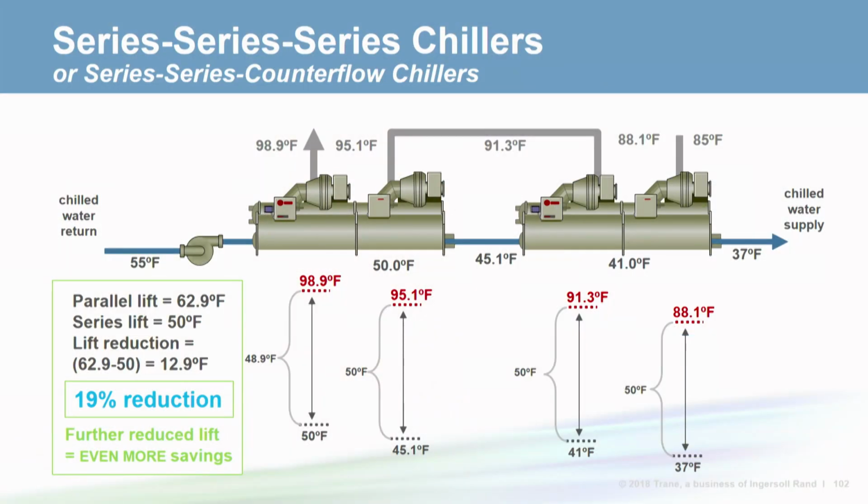Now, let's take the same design utilizing a Trane duplex chiller. These chillers are essentially packaged series counterflow chillers. If we install a pair of duplex in series, you get 4 levels of thermal staging. Now you'll see that the lift is further reduced down to an average of 50 degrees. That results in a 19% reduction in lift over the base parallel configuration.